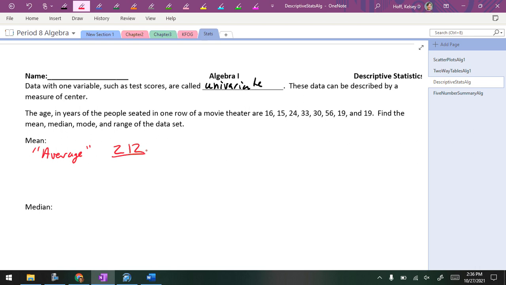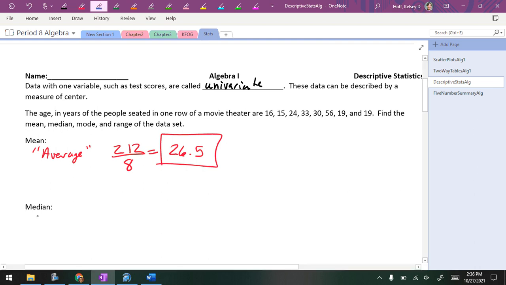What do you divide by? 8 gives you 26.5. Okay. Median.